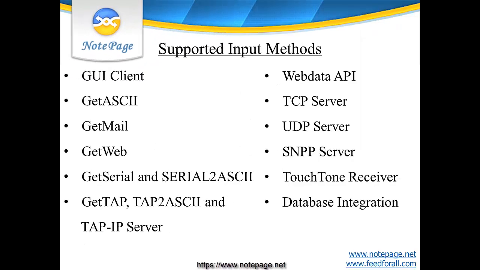In total, PageGate accepts 12 methods of input and supports a filtering system. To review the list, we have the GUI client, Get ASCII, Get Mail, Get Web, Get Serial and Serial to ASCII, Get TAP, TAP to ASCII, and the TAP IP server, our web data API, the TCP and UDP servers, the SNPP server, the touch-tone receiver, direct database integration, and the optional filtering system.